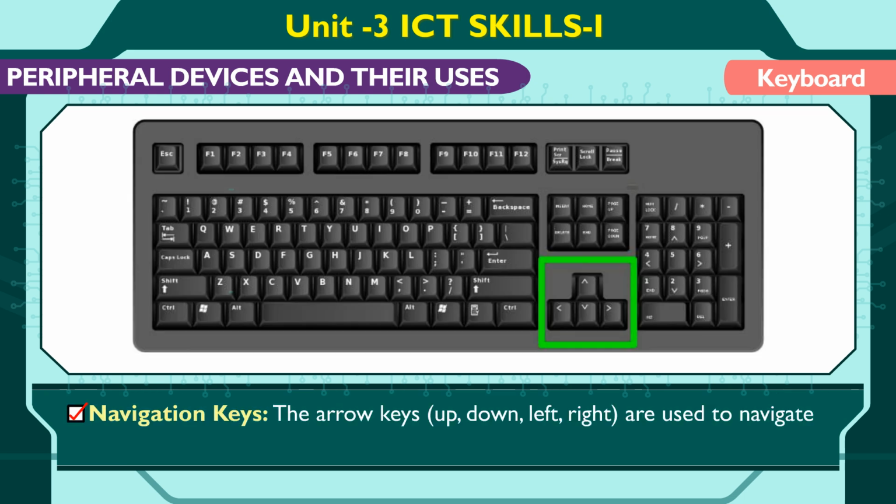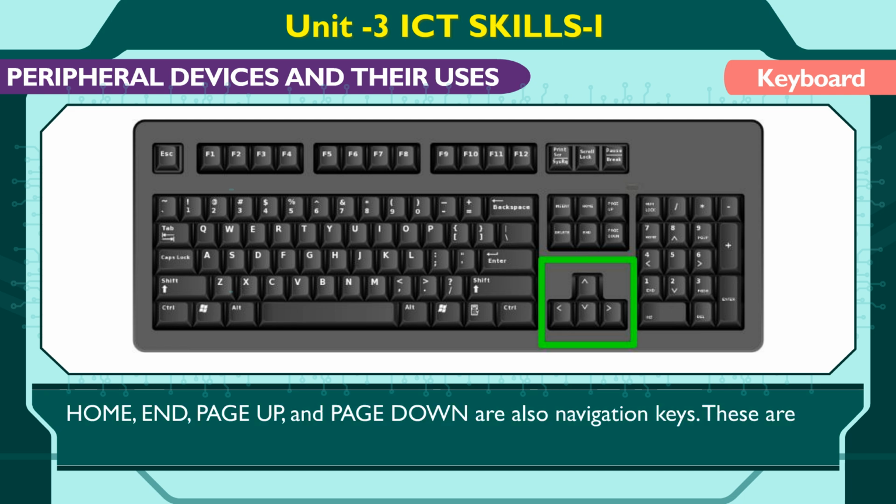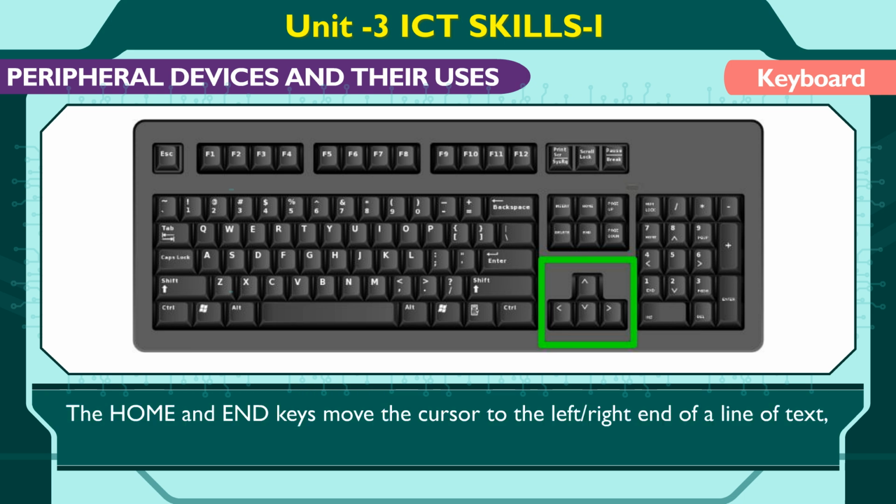Navigation keys. The arrow keys up, down, left, right are used to navigate within documents, web pages or menus. Home, end, page up and page down are also navigation keys. These are used to move up and down, right and left in a document. The home and end keys move the cursor to the left or right end of a line of text respectively.